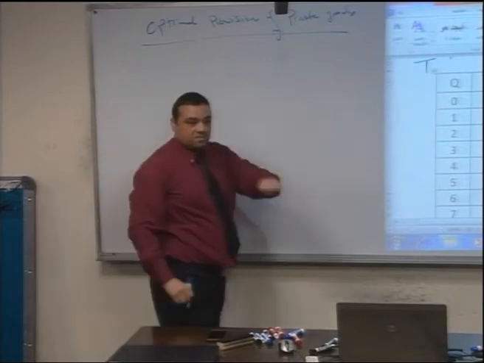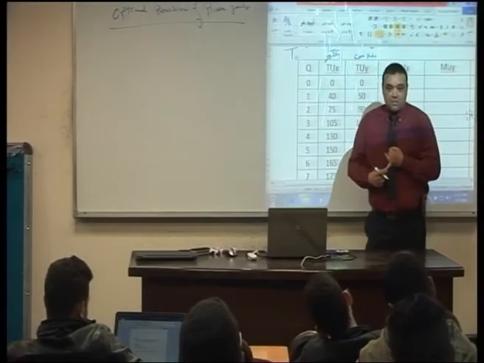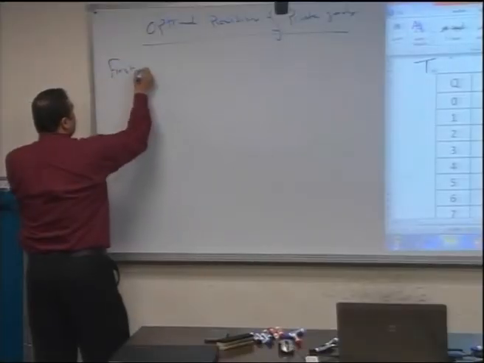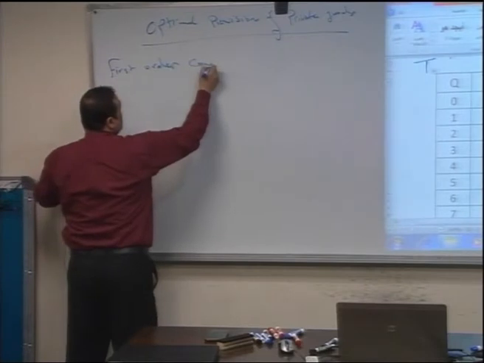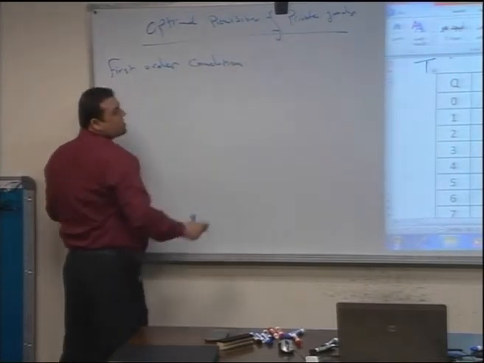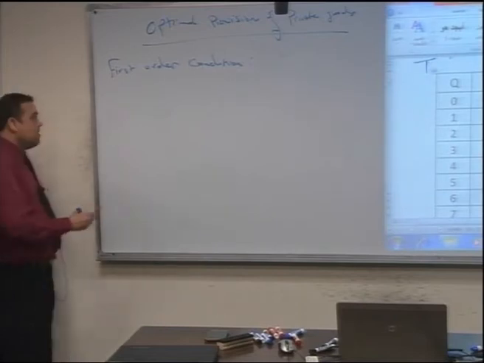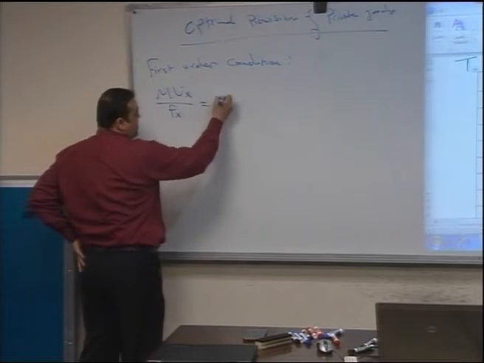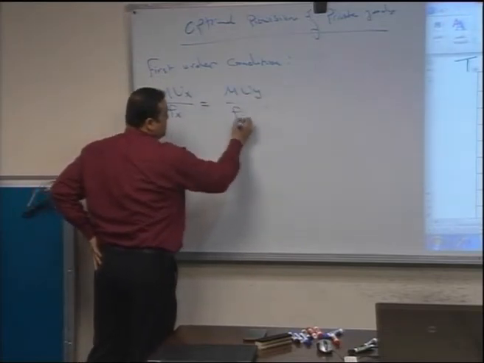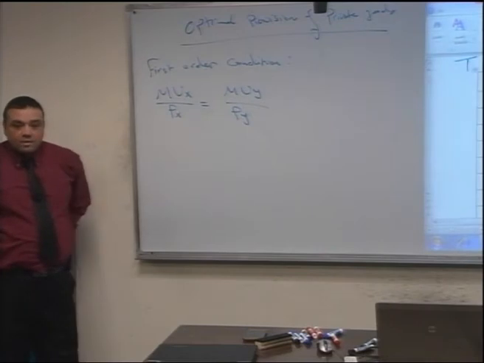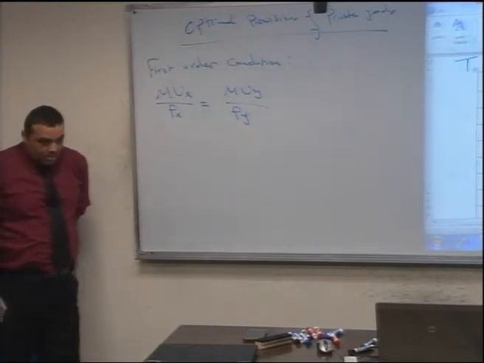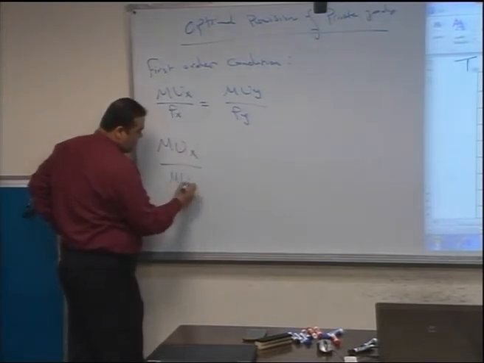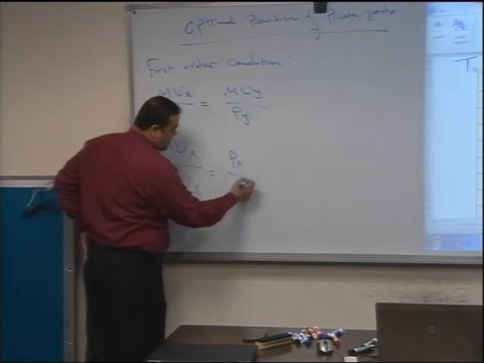We have two conditions: the first order condition and the second order condition. The first order condition is that the marginal utility of X over the price of X must equal the marginal utility of Y over the price of Y. In other words, the marginal utility of X over the marginal utility of Y must equal the price of X over the price of Y.